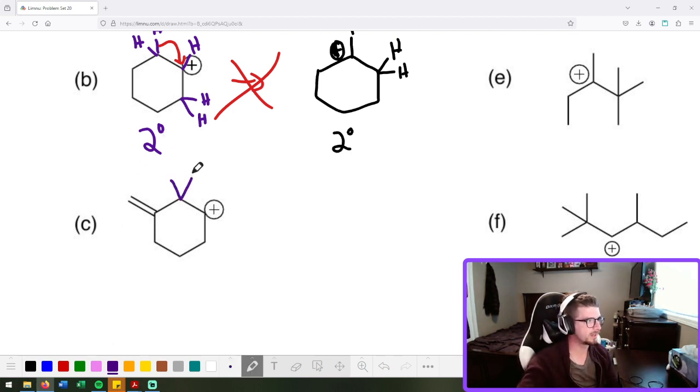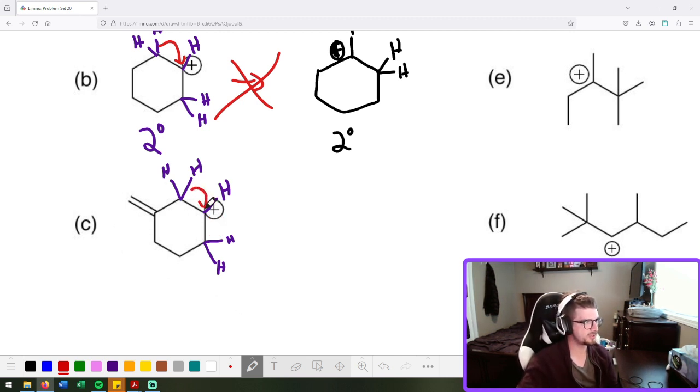Alright, so this one again, we've got a secondary carbocation over here. I guess I'll draw these for completeness. So, while we could assess the option of using one of these hydrogens to do a hydride shift, we'd be moving the carbocation here, which is exactly the same as up here. It's not an improvement at all, so we're just not going to do that.